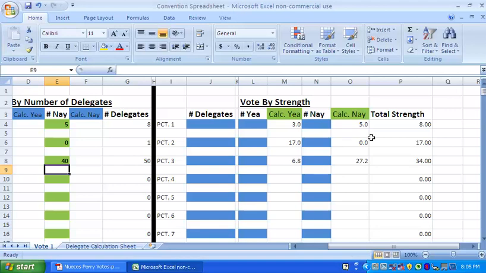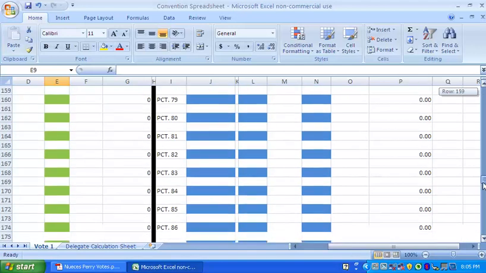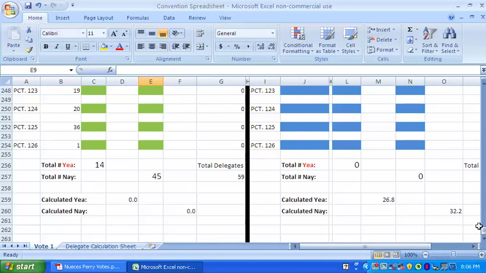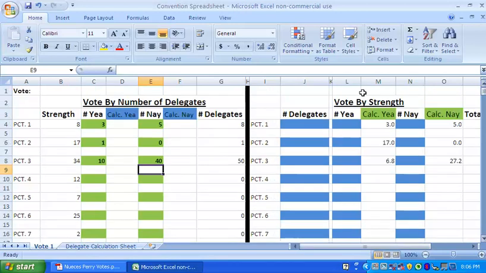Now, if you're just looking at this and you wanted to see what is the total, you could scroll down, and by strength, which your convention is going to go by, the voting strength, not the numbers, you can see here that the nays had a voting strength of 32 and the yeas had a voting strength of 26.8. So in this situation, the nays would have it. But again, like I said previously, it's very possible for one side or the other to have more numbers in the vote, yet lose the voting strength.